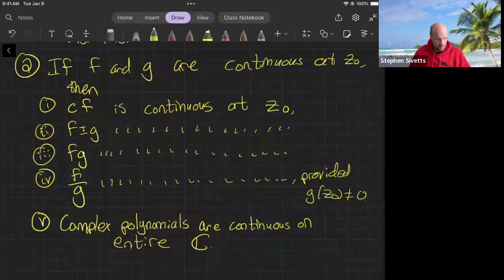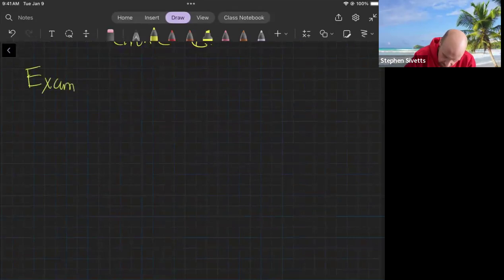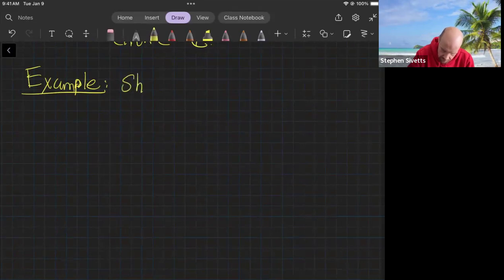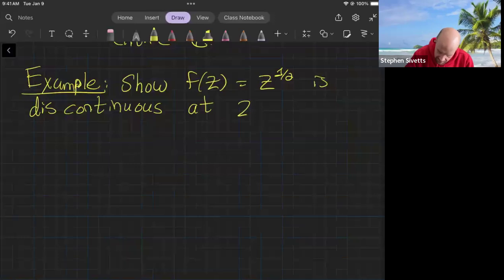So let's look at an example of when a function is not continuous, right? We're going to look at a very special function, the square root function. Show the function f of z equals z to the 1/2 is discontinuous at z naught equals -1. Okay.